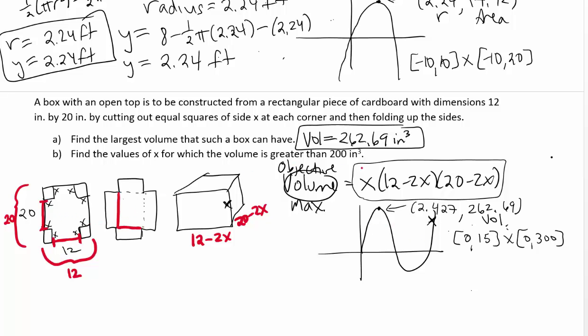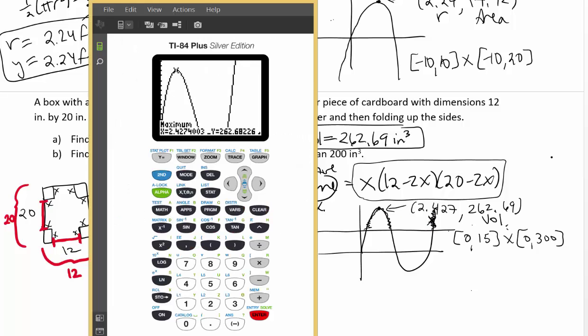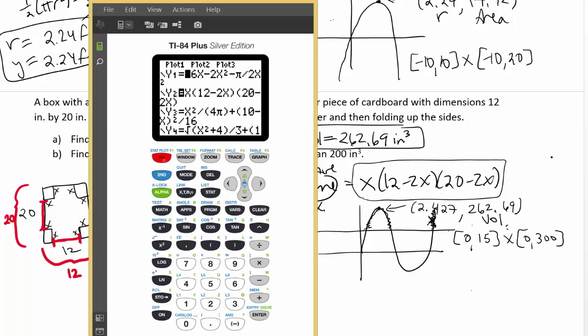So if we want to know when this volume is bigger than 200, it makes sense to put in 200 as a horizontal line and see where this graph lies above it. I see that happens here, and in this case it also happens over here. So to figure that out, I'm going to go back to my y equals, and oops, I don't have it typed in here. Let's add one in here.